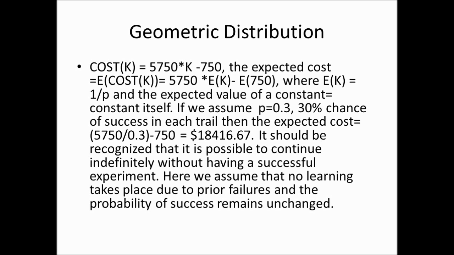So the expected cost will be the expected value of this cost function, which is 5500 multiplied by the expected value of the random variable, minus the expected value of 500. Now the expected value of a constant is a constant, and the expected value of a random variable that follows geometric distribution is given by 1 over p. Now if you assume that p is 0.3, that means we have a 30% chance of success in each trial. Then the expected cost comes out to be $18,416.67.